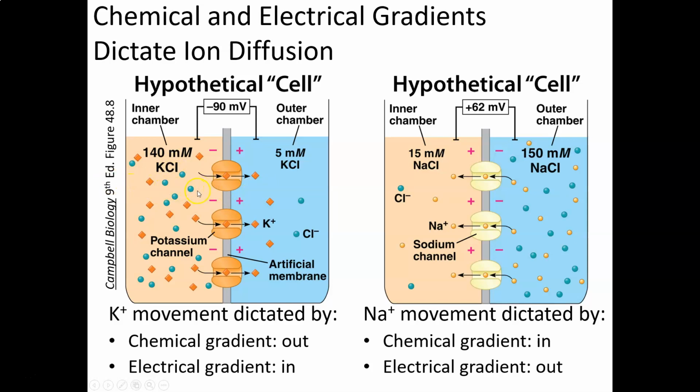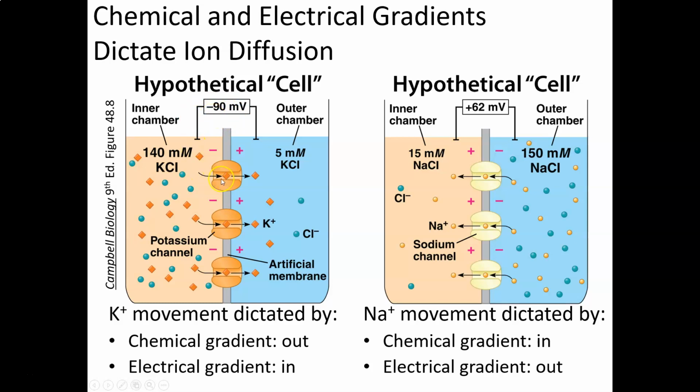And as we remove those positives, the inside of the cell becomes more negative relative to the outside. The magic number that we're going to have to remember, which we're going to explain in a minute, is minus 90 millivolts, and that's the equilibrium potential for potassium.